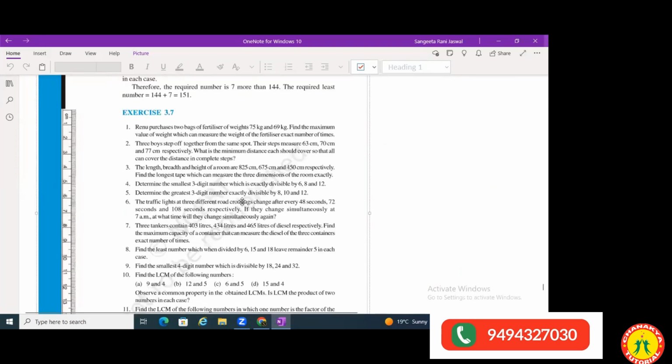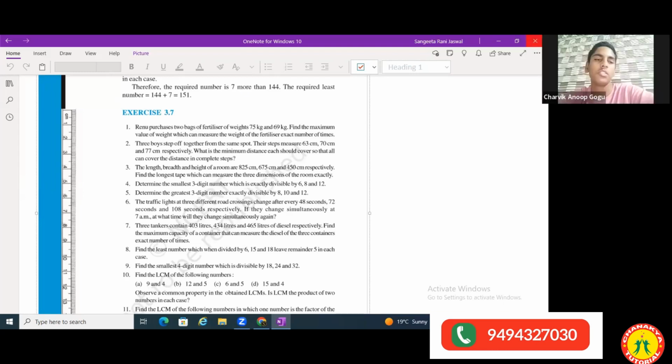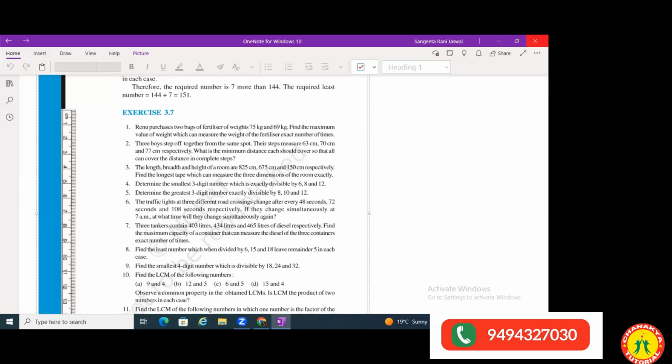Okay, let's see. So we will do some questions of these, and some you will be given for homework. I will mark some questions from this exercise only for you as homework, so that you also practice some questions at home. And we will do a little bit of revision of the previous things, the prime factorization.